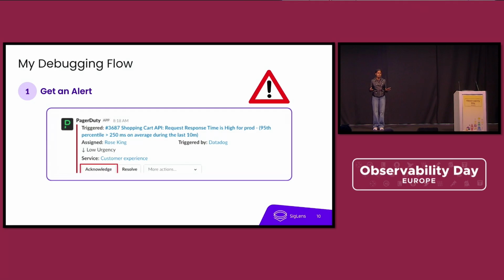Now, let me share with you my usual debugging flow with the tool SigLens. So it all starts by getting an alert that something went wrong. It could be a customer complaint, monitoring alert, or an error notification. Now the clock starts ticking, and we need to fix the problem as soon as possible.